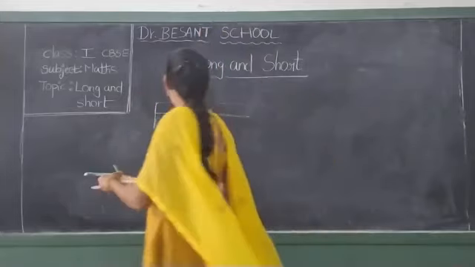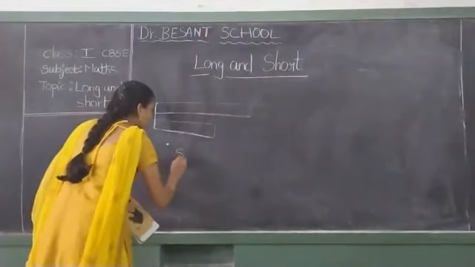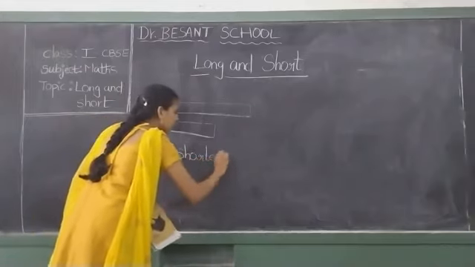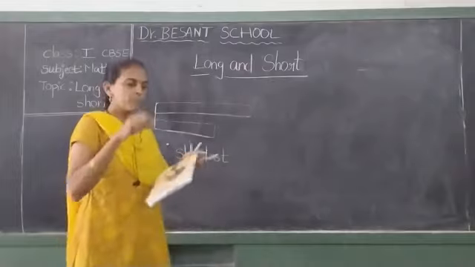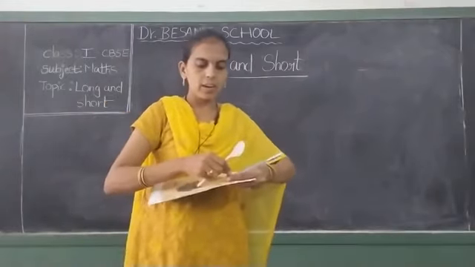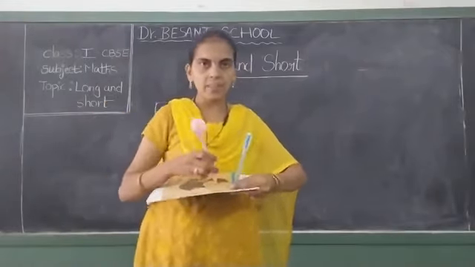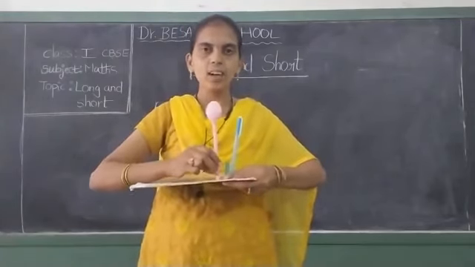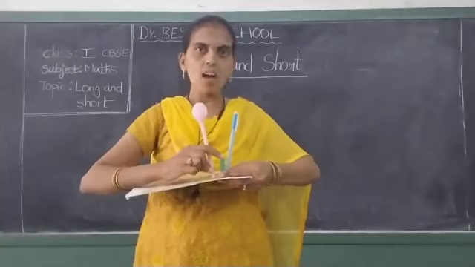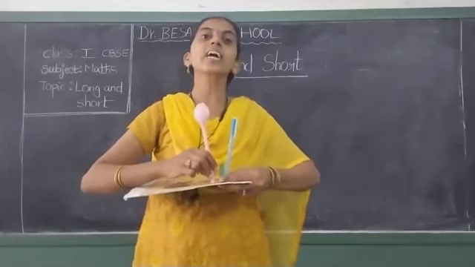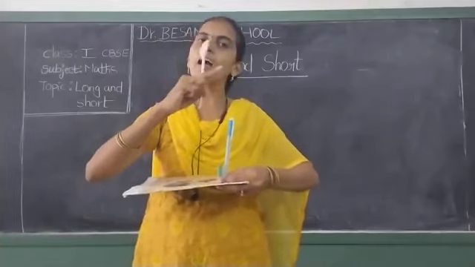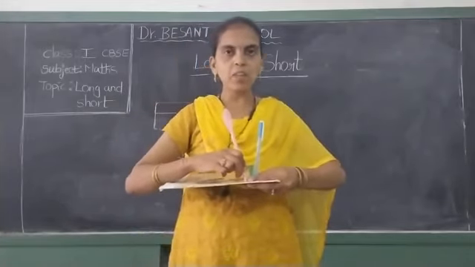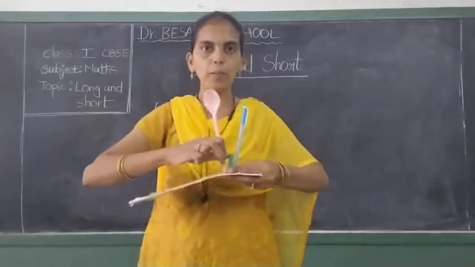So there we are using the word shortest. Shortest. When we observe any three items here, after observing the lengths, we come to know that this chalk piece is the shortest when compared with the spoon and the pen. Understood?